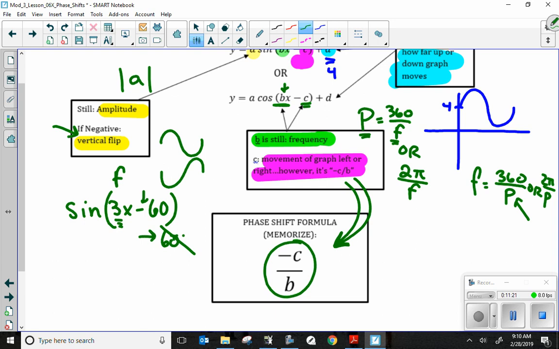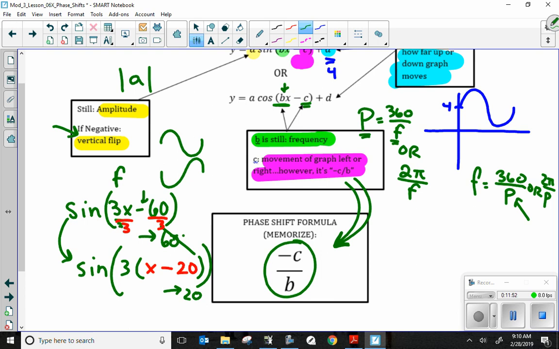So I'm going to factor out this 3. Okay? So now I have the sine. I have 3 times, okay, if I divide this side by 3, it's an x. Minus, if I divide this 60 by 3, I now get 20. Okay? So now, I don't move to the right 60, I am moving to the right 20. Okay? I'm moving to the right 20.